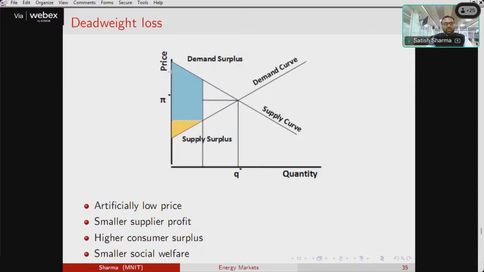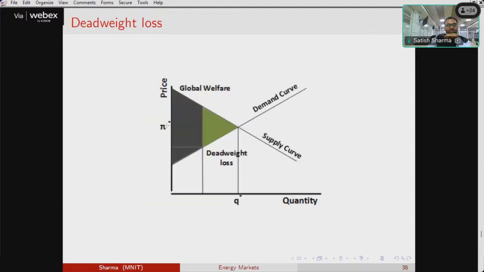Same can go with the artificially low price. So let's say if we have set up a price here as a low price, lower price. In this case, the supplier surplus is being reduced here, and demand surplus or consumer surplus is increased, but still the overall social welfare is smaller as compared to the very first case.